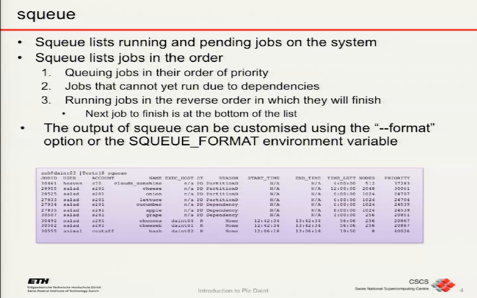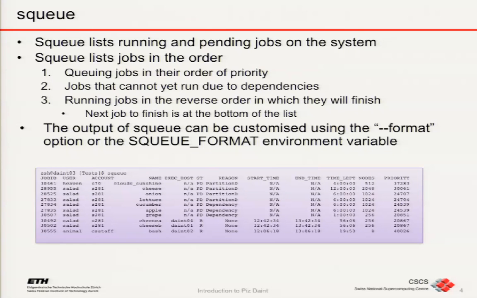Just so you know about SQ, so people know how it works or what it's telling you. So firstly, the order of the jobs. It tells you jobs in their order of priority. The top thing is the next one to have the highest priority to run. Then it will go down and say which jobs can't yet run due to dependencies, and then at the bottom it lists the running jobs, and you'll notice that it always says the very last job is the one that will finish first. So you can actually just go straight to the bottom of here and see how many nodes are available in whatever time.